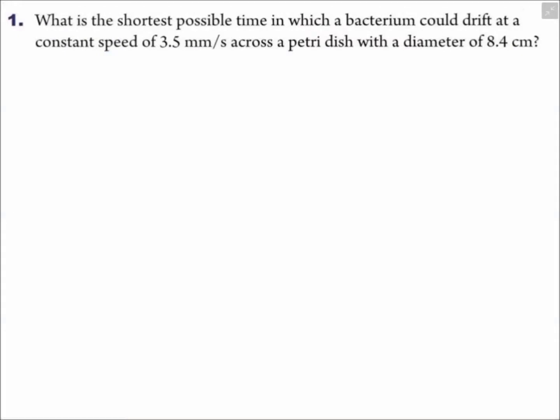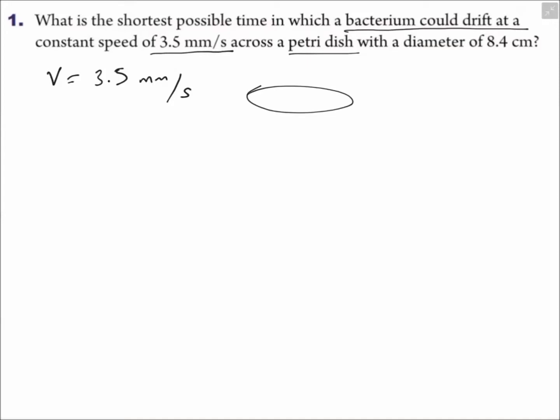In this question it says bacterium drift at a constant speed of 3.5 millimeters per second. Petri dish means this is the Petri dish, and the diameter of the Petri dish is 8.4 centimeters, and this is our x, which is 8.4 centimeters.